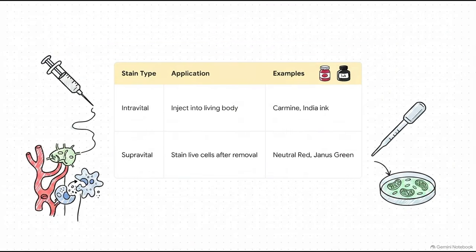But what if the cells are still alive? That is where vital staining comes in. Sometimes we need to see living processes like phagocytosis in real time. Intravital staining involves injecting a dye like carmine or India ink straight into a living body to color specific cell systems. Supravital staining is done on living cells immediately after they're removed from the body. We can actually use dyes like Janus green to watch living mitochondria at work. No way, right?